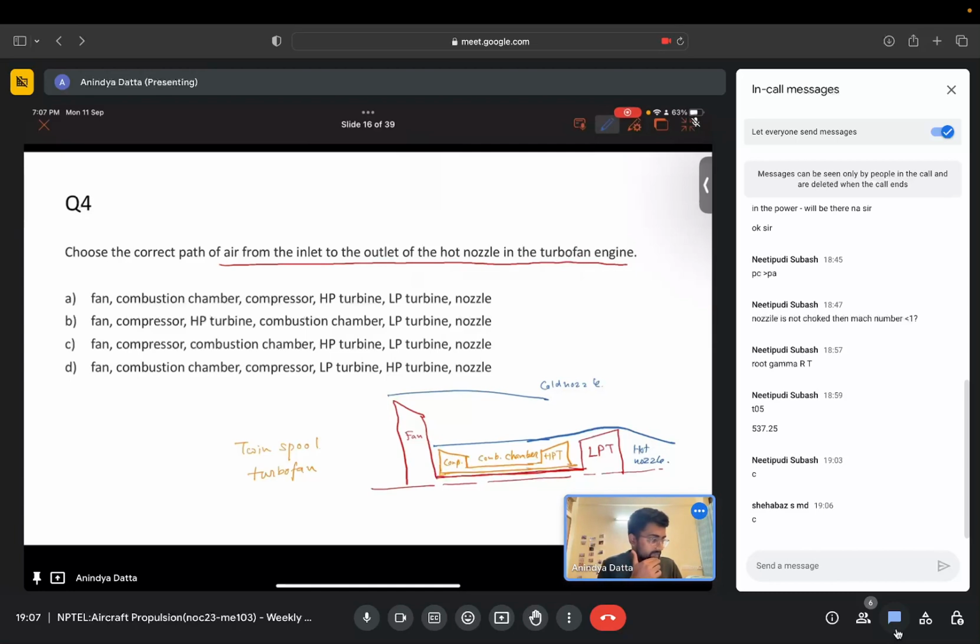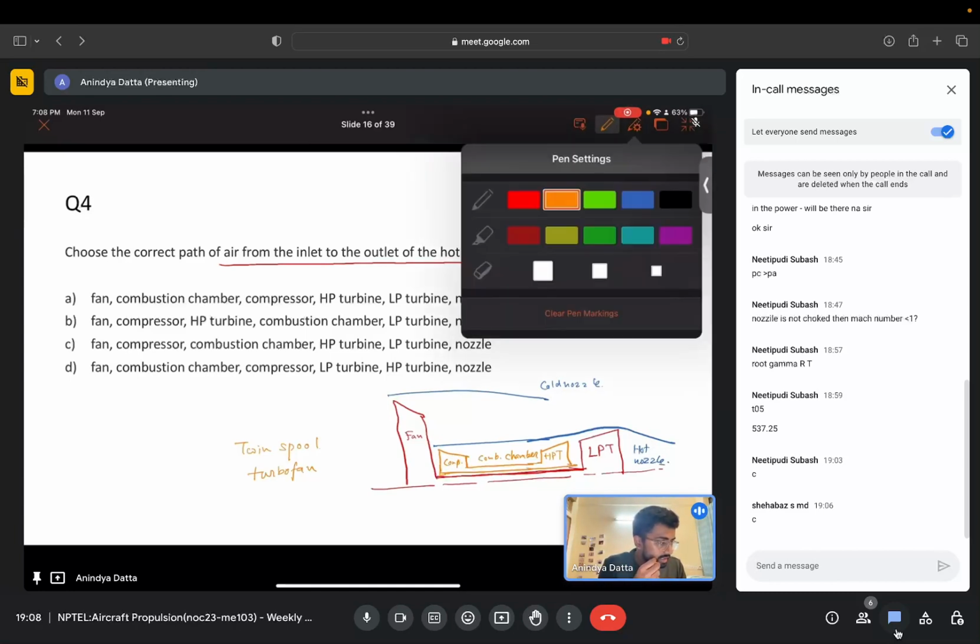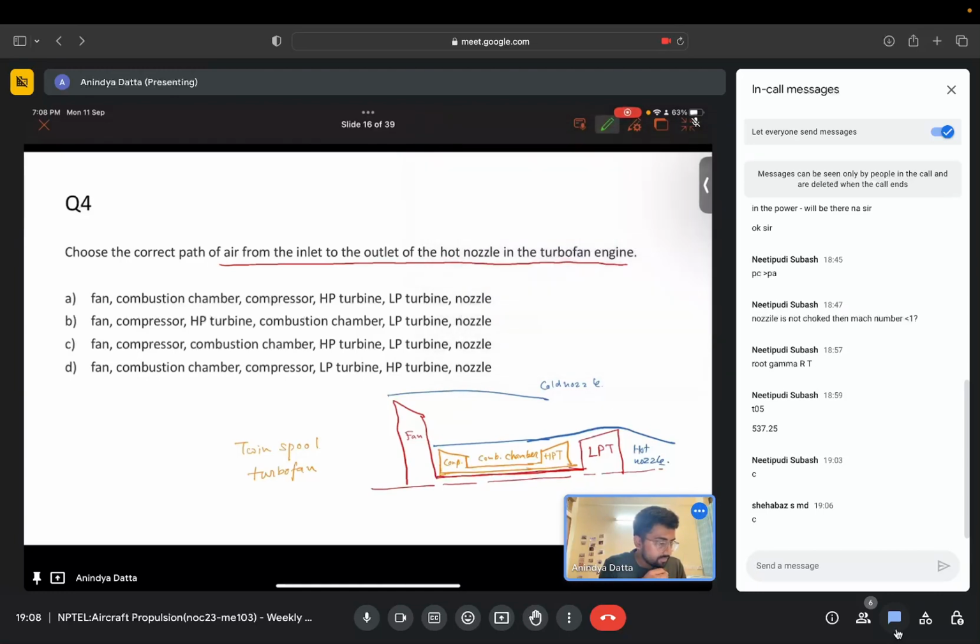So we have been asked the question from the inlet to the outlet of the hot nozzle. We have fan, compressor, combustion chamber, high pressure turbine, low pressure turbine, then nozzle. So the correct answer is option C. And in the cold stream we have just the fan and the cold nozzle.